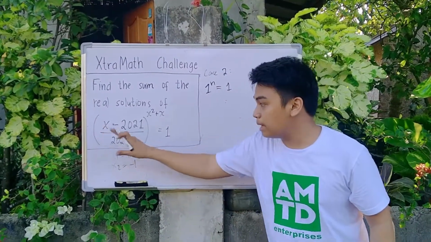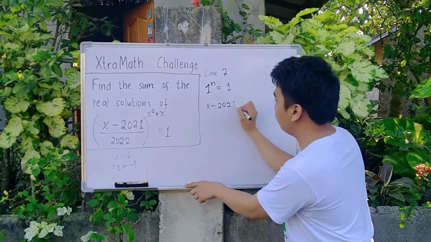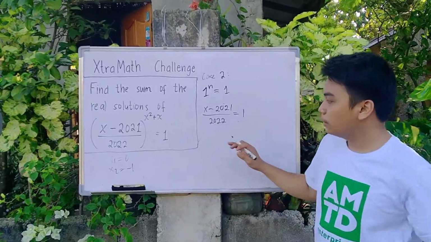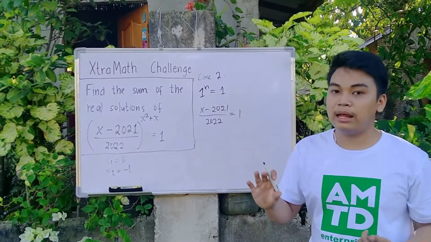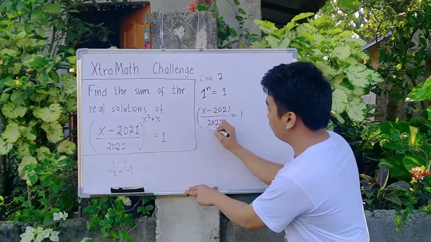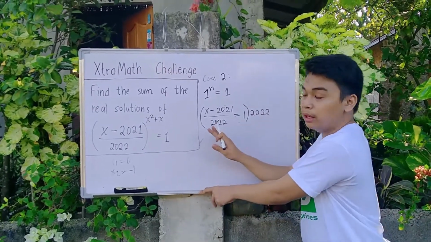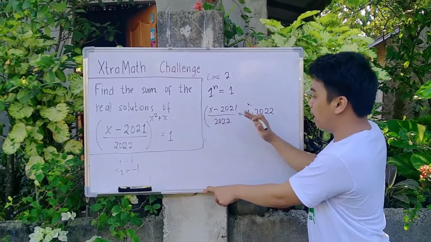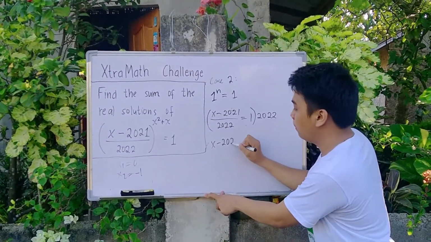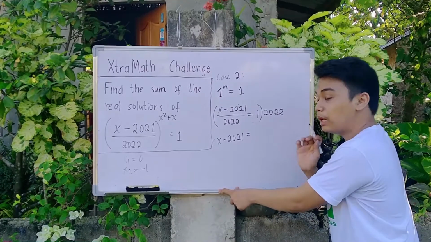Okay, so ngayon, etong base natin, equate natin yan by 1. So, x minus 2021 over 2022 is equal to 1. And to get the value of x, i-cross multiply natin or multiply natin both sides by 2022. Kung i-multiply natin ito by 2022, makakancel na yung denominator and yung 2022. So, yung maiiwan na lang sa left side is x minus 2021, and dito naman sa right side, 1 multiplied by 2022 is 2022.